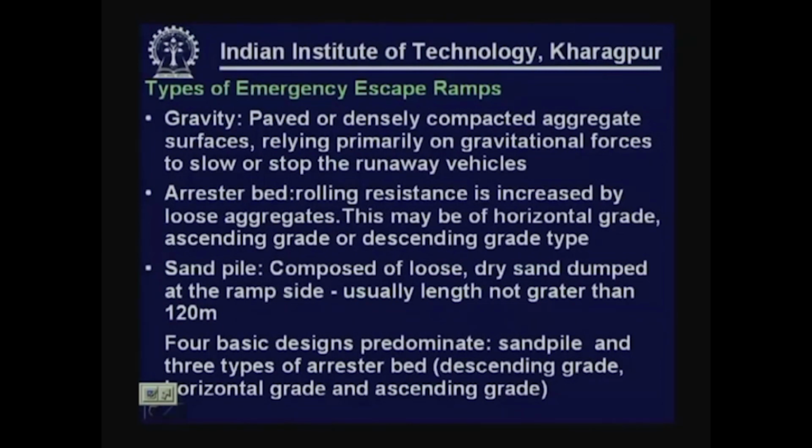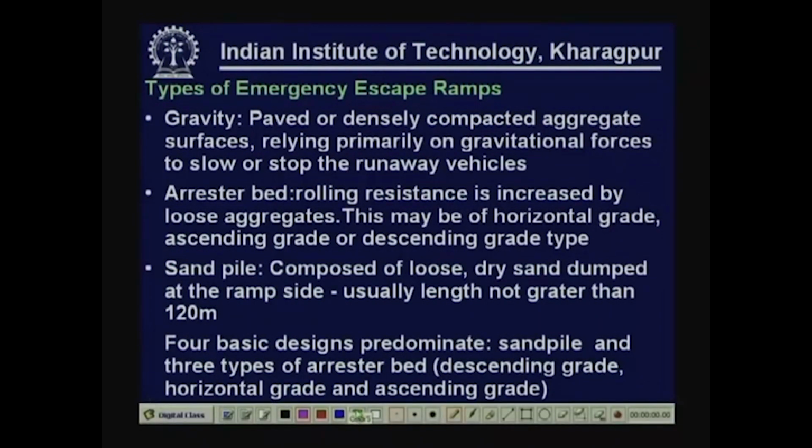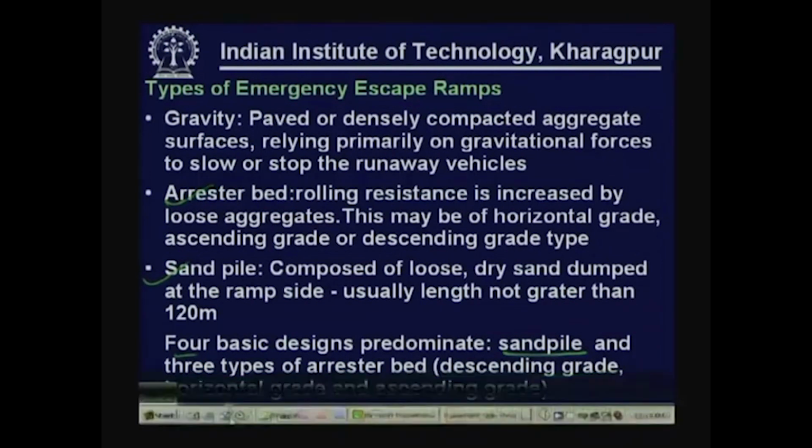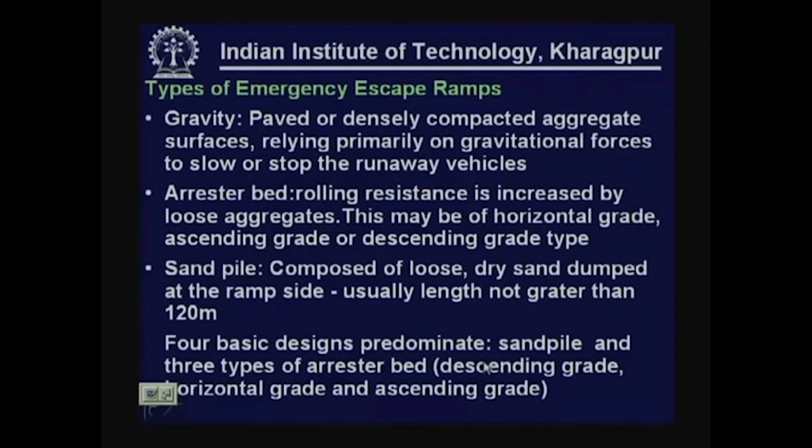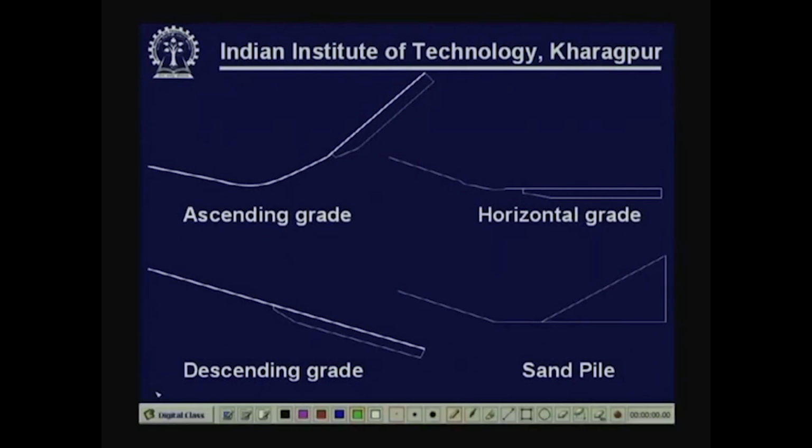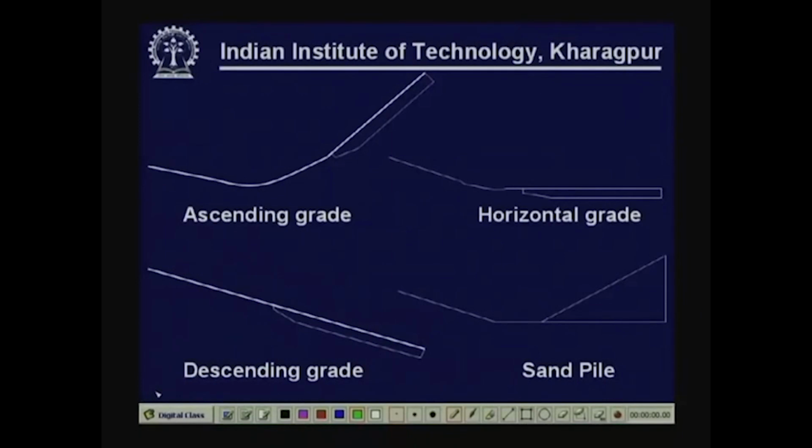Now, although there are 3 types of emergency escape ramps, gravity type, arrestor bed type and sand pile type, 4 basic designs predominate. One is the sand pile, and then 3 types of arrestor bed: arrestor bed with descending grade, with horizontal grade, and with ascending grade. So, let us have a look at the 4 types of emergency escape ramp designs which generally predominate.